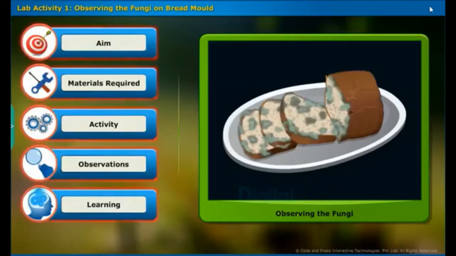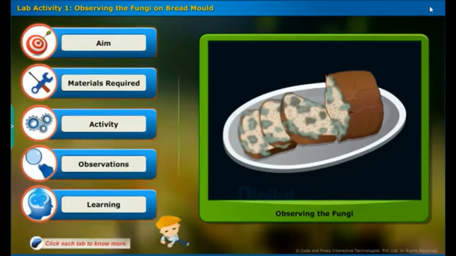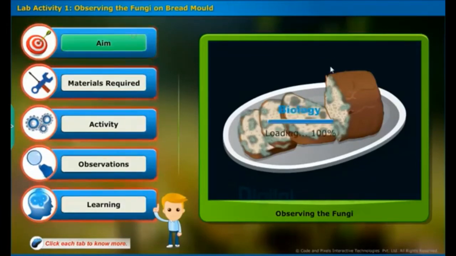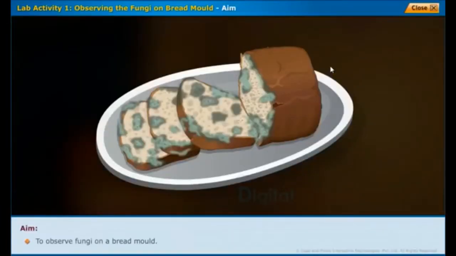Let us observe the fungi on bread mold by doing an activity. Click each tab to know more. To observe fungi on a bread mold.